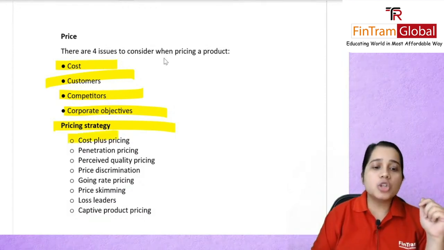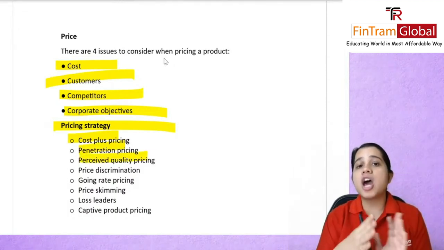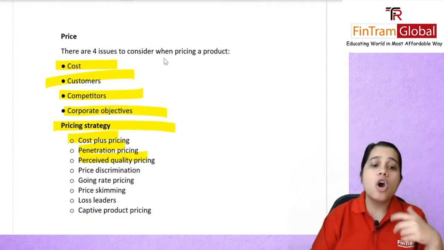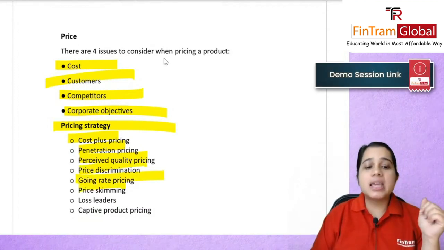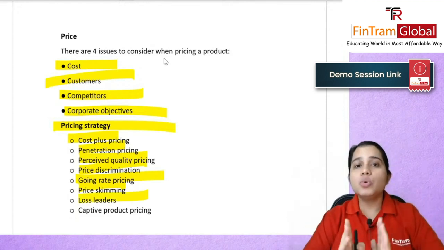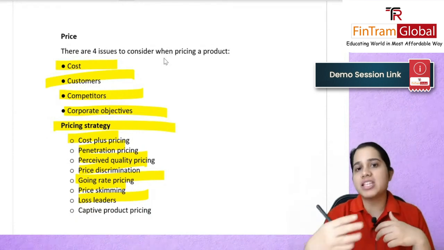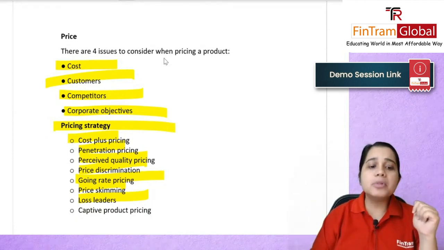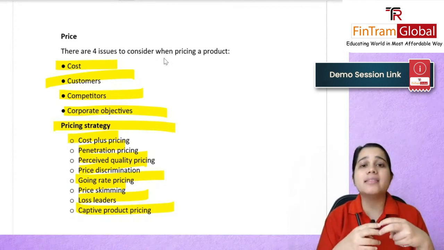Then there was penetration pricing, perceived quality pricing, and price discrimination, wherein you're charging different customers different prices or in different markets. There was your growing rate pricing, price skimming, and loss leaders, wherein you're willing to sell one product at a loss because you know you will recover it from your next product. And you have your captive product pricing.